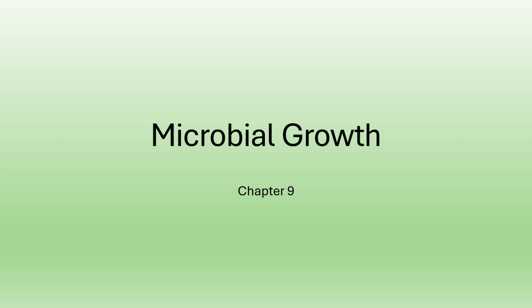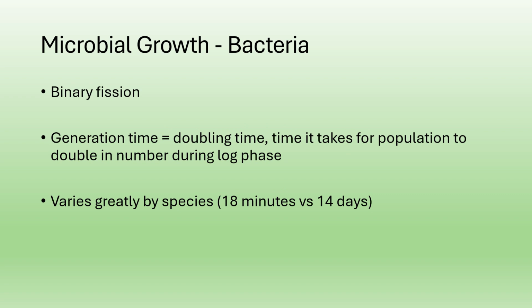Chapter 9, we're going to talk about microbial growth. So we're focusing on bacteria. How do bacteria grow? How do they increase in number? They do not go through mitosis, which is what most of you are probably familiar with seeing cells go through. They go through a process called binary fission. They keep it short, sweet, and simple.